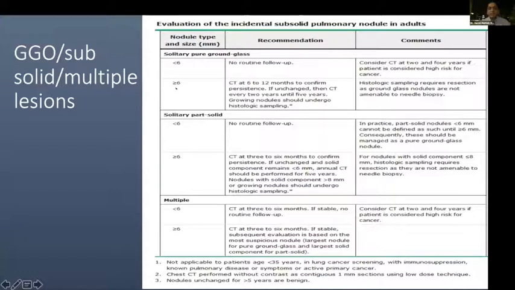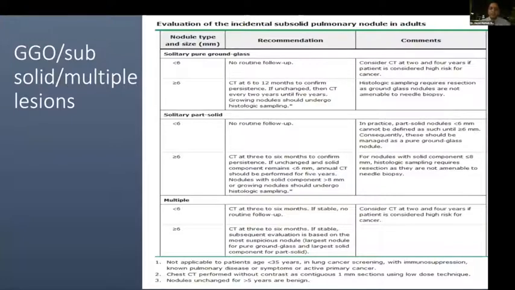So if it's more than 6 mm, then generally you want to repeat a CT scan for them. And again, their comments are here. Histological sampling requires resection, as GGOs are not amenable to needle biopsy. So generally, if you want to follow them up and you repeat a CT scan 6 months later and the lesion is still there or it's gotten a little bit bigger, generally they recommend a pure GGO be resected.